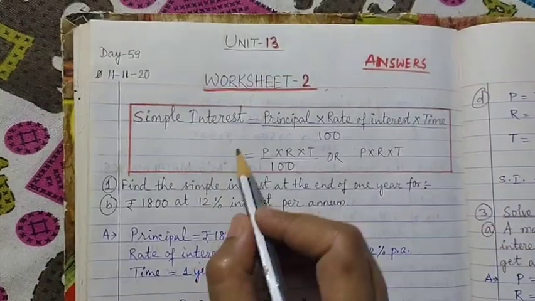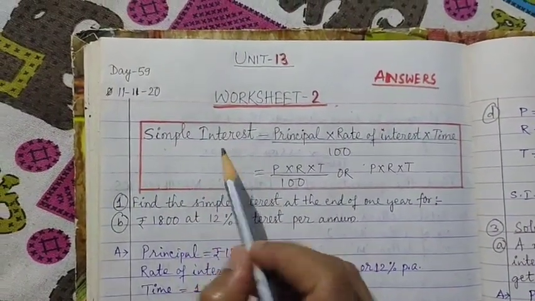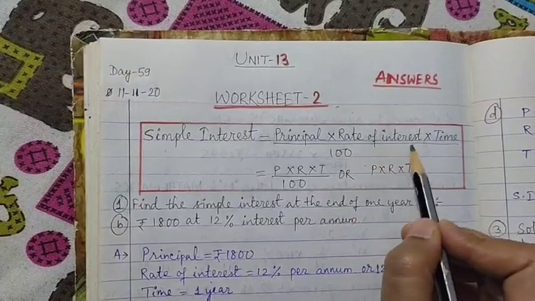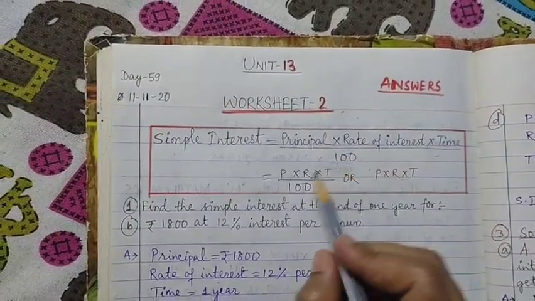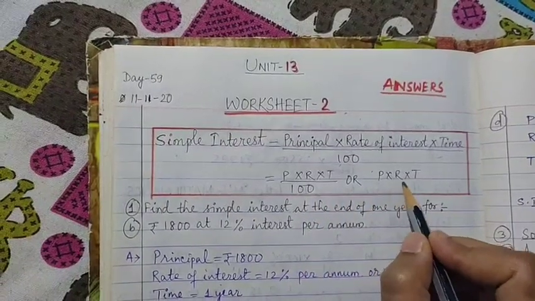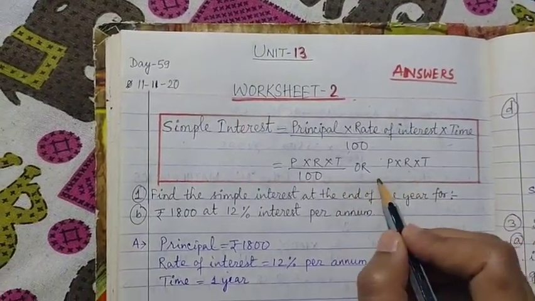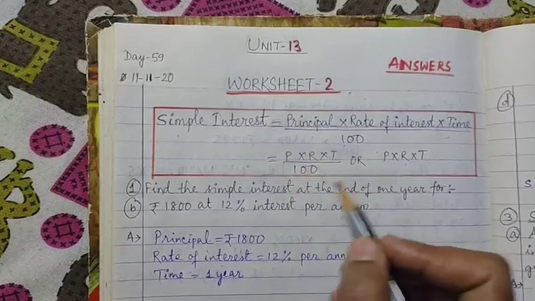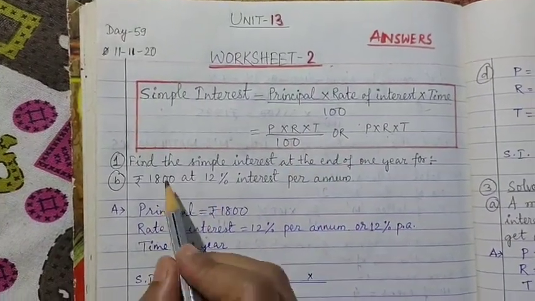In last class I told you the formula to find out simple interest, which is principal into rate of interest into time by 100, or P into R into T by 100, or simply P into R into T. These two are same thing. Now we'll use this formula to find out simple interest.